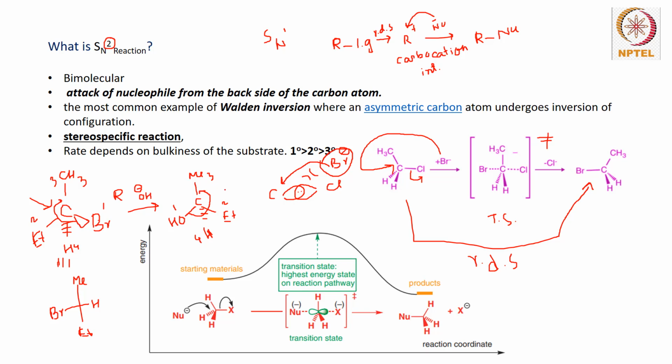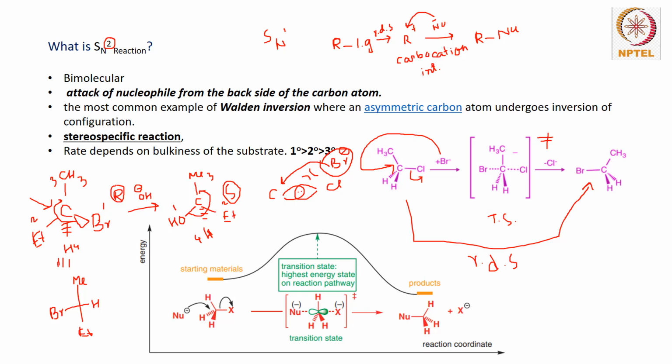This is anti-clockwise. You can see the stereochemistry is totally reversed. The stereochemistry is totally inverted in the case of SN2. So if the carbon is asymmetric, the stereochemistry of the compound will be inverted. If it is R, it will become S. If it is S, it will become R. That's why this reaction is also stereospecific.